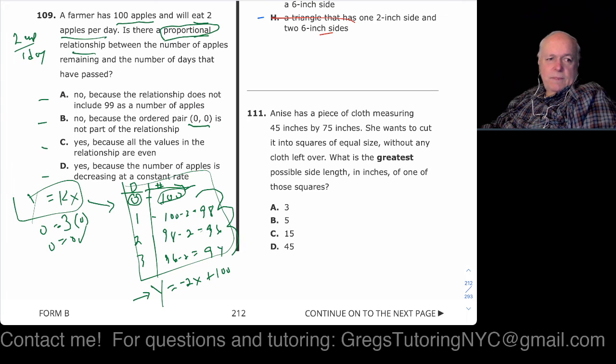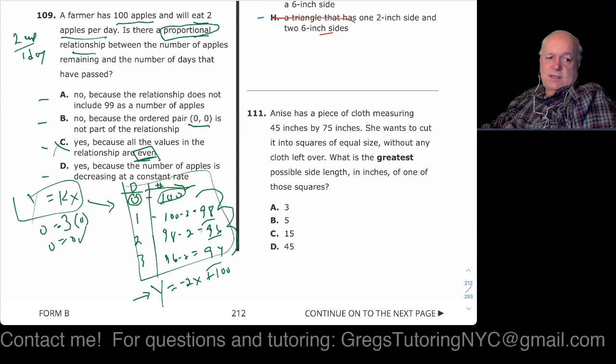Farmer has 100 apples. He will eat 2 apples a day. Is there a proportional relationship between the number of apples? We think it's no. So let's work through the yeses just to be sure. Yes, because all the values in the relationship are even. Well, a proportional relationship does not have to involve even values. So that just goes out the window. That's silly. In other words, this 98, 96, 94, 100, they're all even. That has nothing to do with it.